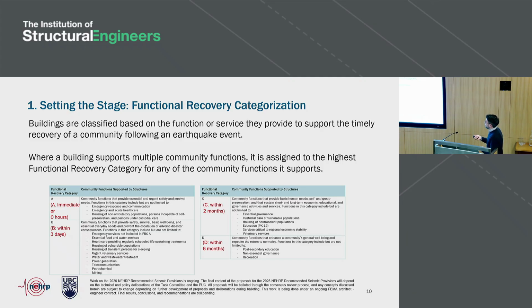So for functional recovery A, this would be the most important type of building. We're targeting effectively immediate recovery, so 0 hours of recovery. B, recovery within 3 days, so a little bit more relaxed than A, but also critical services. C, now we're talking about 2 months, and D, 6 months.